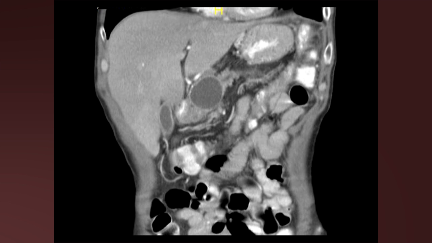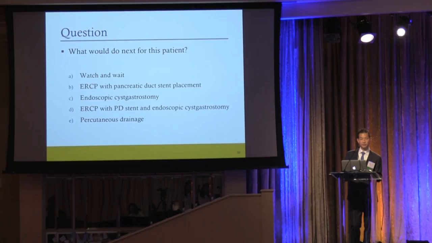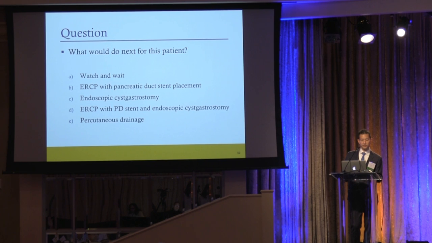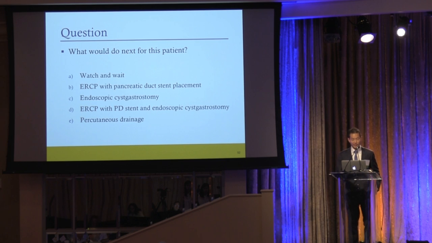This is the coronal view. So what would you do next for this patient? A, watch and wait. B, ERCP with pancreatic duct stent placement. C, endoscopic cyst gastrostomy. D, ERCP with pancreatic duct stent and endoscopic cyst gastrostomy, or E, percutaneous drainage. So hands for A, hands for B, C, D, E. There are like five votes the entire time. So there may be some people who are not sure what to do in this situation, which is good.